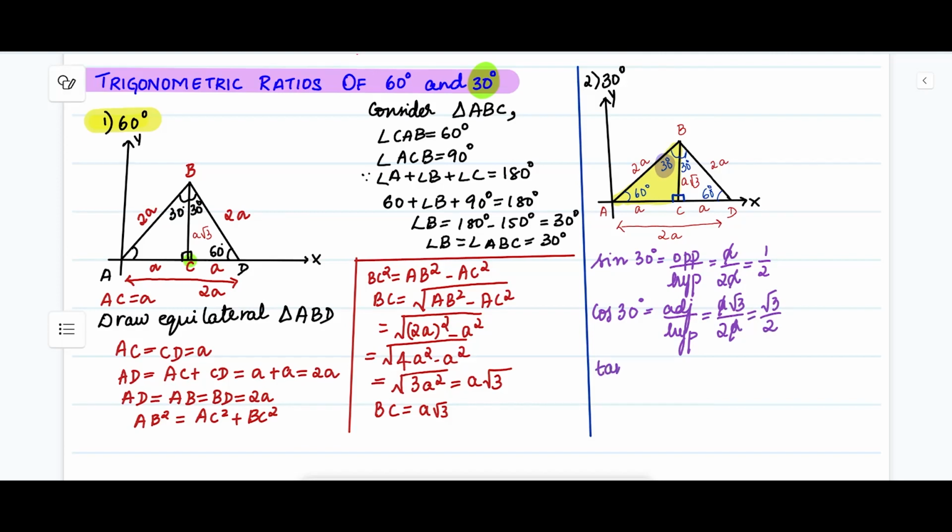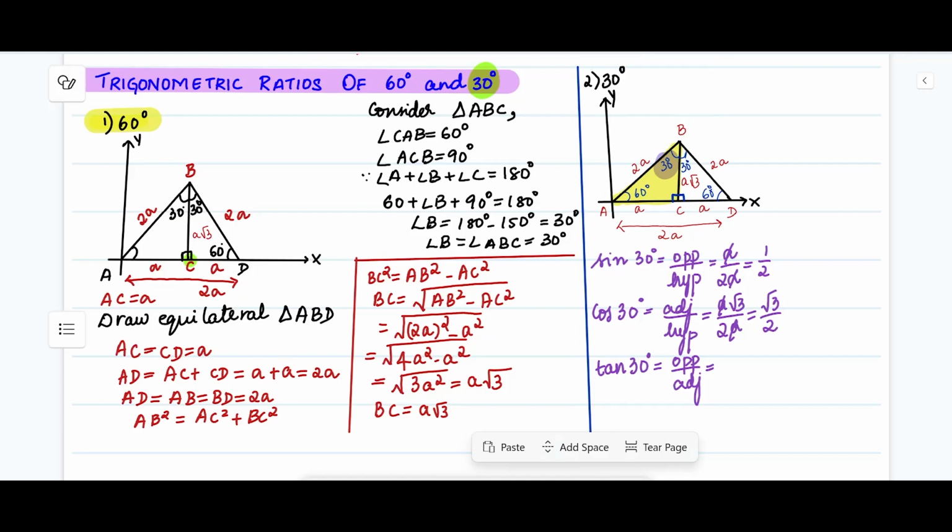Next is tangent 30 degrees or tan 30 degrees, whose definition is opposite side of the triangle divided by the adjacent side of the triangle. The side opposite to angle 30 degrees is our side AC. So this side is now considered as the perpendicular side of the triangle. This side cannot be considered as the perpendicular side because since our theta is 30 degrees, this becomes the adjacent side or the base of the triangle. So the side AC will be our opposite side and this will be our perpendicular side. If this is the perpendicular side of the triangle, this side will be the base of the triangle.